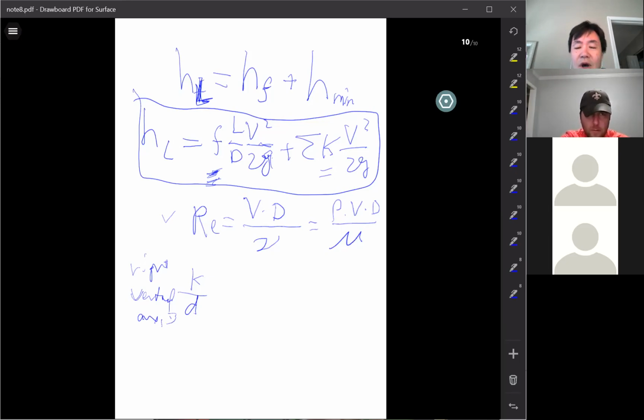But let's come back to the Moody diagram. The Moody diagram does not directly use the k in the table. It's not the roughness, it's the relative roughness, so it's the roughness divided by your diameter. Let's use the capital D, since I used the capital D above. So that value you need. Now look at the Moody diagram. You see a lot of blue curves, right? Each blue curve represents a different relative roughness, k over D.